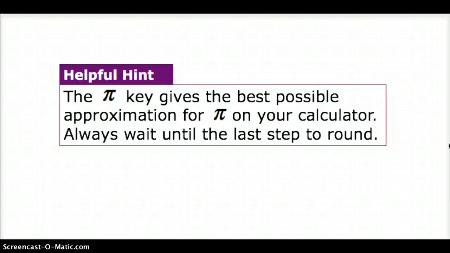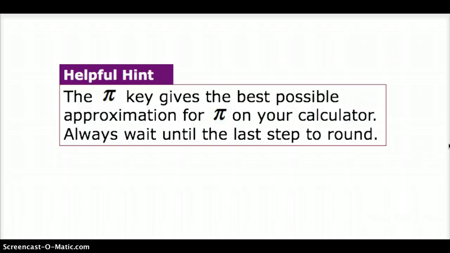Before we go through this next part, I just want to remind you guys that the pi key on your calculator is going to give you the best approximation of the number pi. Okay, so we're always going to wait till our last step to round. So you may recall in pre-algebra, you just used 3.14 all the time. Well, this time we're actually going to use our calculator approximation to get the best possible answer.